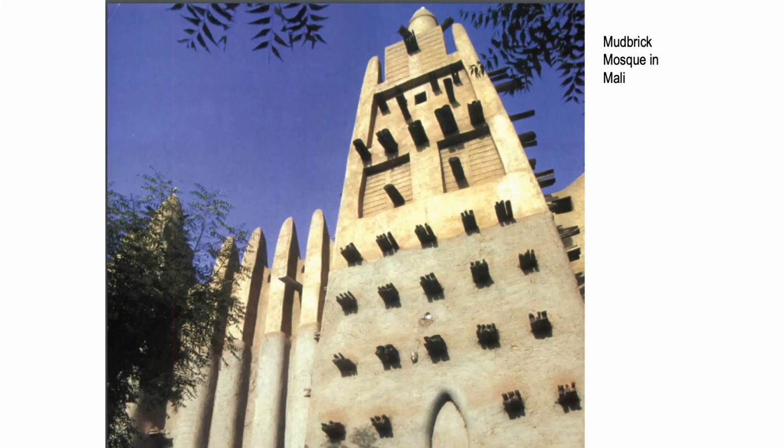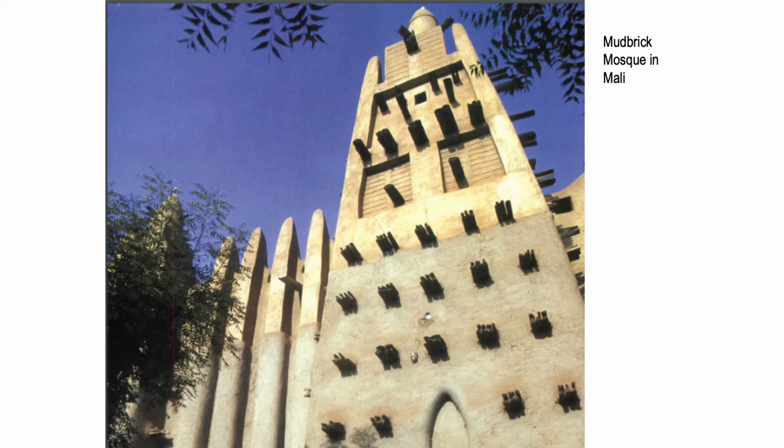This is the mud brick mosque at Djenné in Mali. Djenné is the name of the city. The country is Mali. So the mosque is made of mud brick, and it's made of rectangular mud bricks, and so they take on this sort of conical form in the architecture.